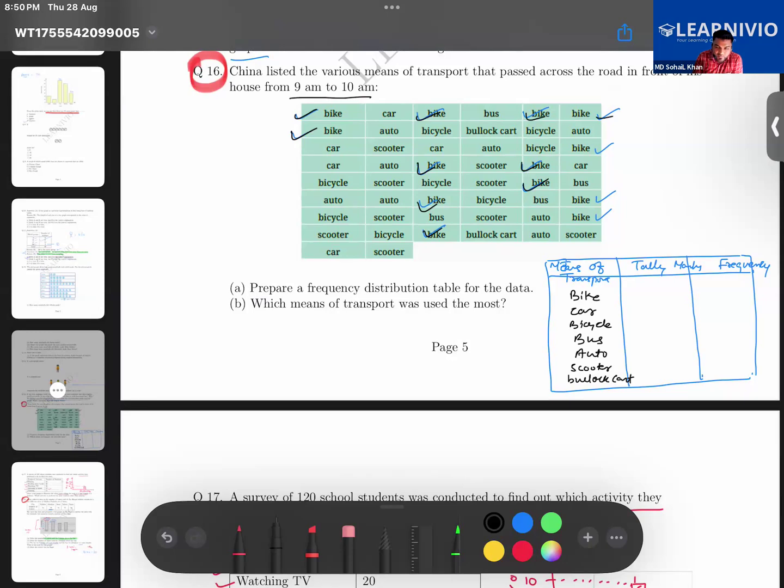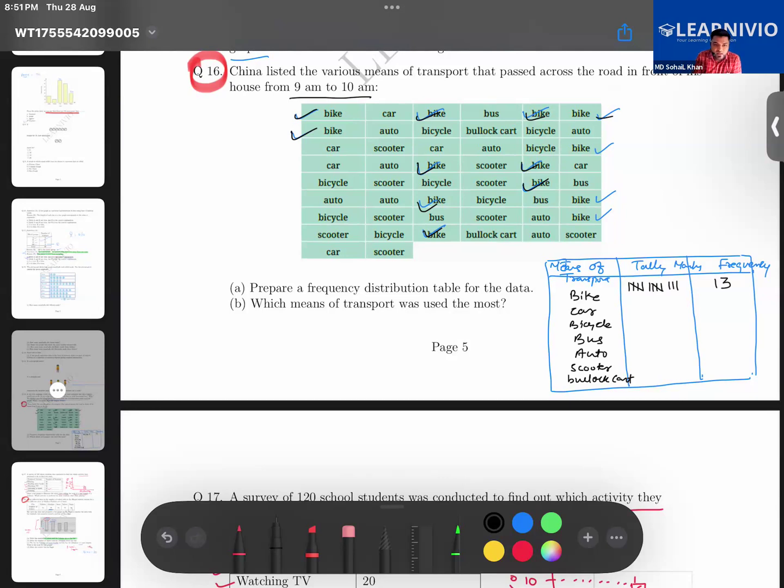Now, one of you has made a mistake while doing the tally mark. So 1, 2, 3, 4, 5. 5 plus 5, 10, and 10 plus 3, 13. And here the frequency will be 13. So in this manner, you had to do the tally mark.